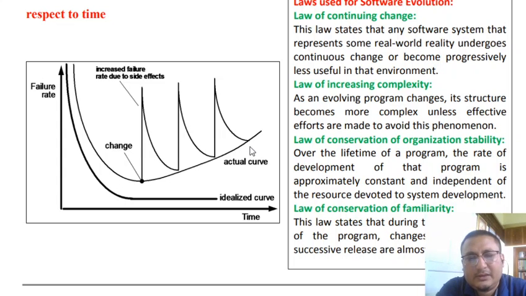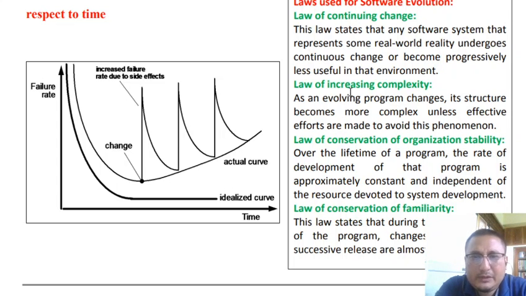That implies that although it's being used, because of the structural transformation, the failure rate increases. So this is the actual curve that is exhibited by a software system with respect to time. So you need to have a clear understanding about the idealized curve and the actual curve. Okay, right?